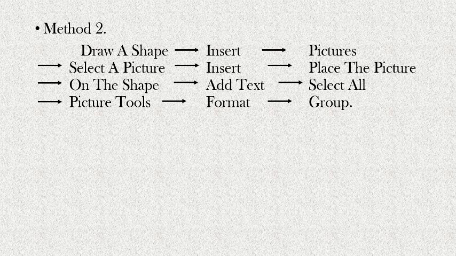Method 2. Draw a shape. Go to Insert and click on Pictures. Select a picture and click on Insert. Place the picture on the shape. Add text. Select all. Go to Picture Tools, Format, and click on Group.